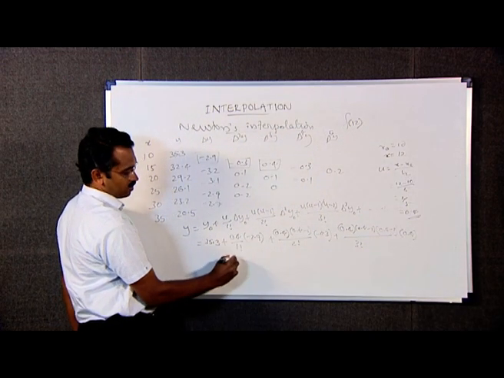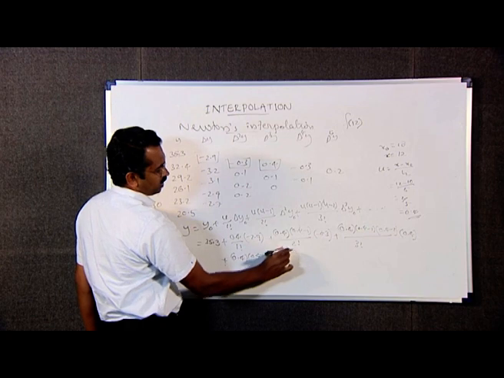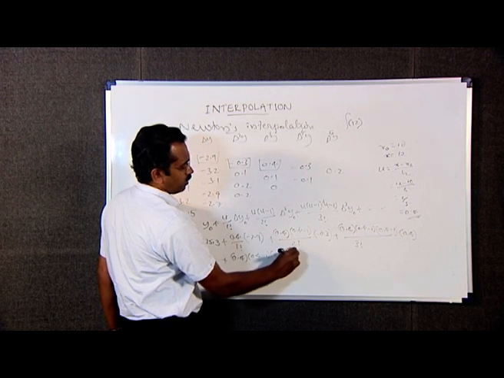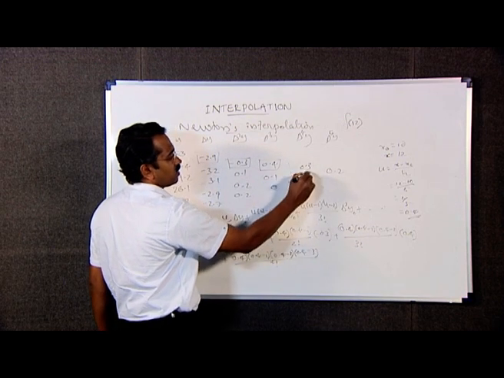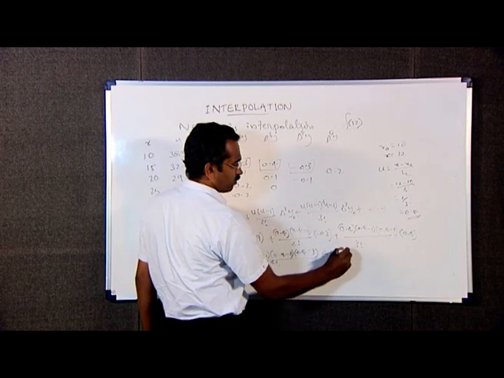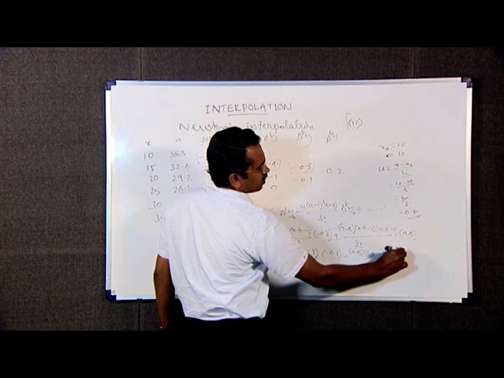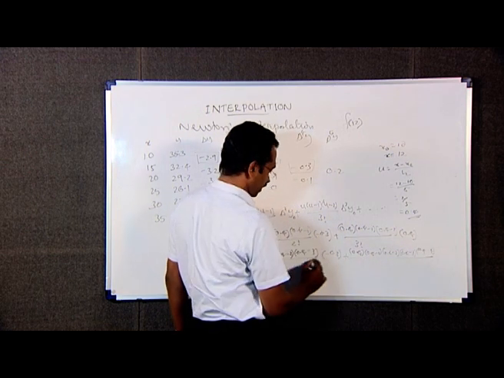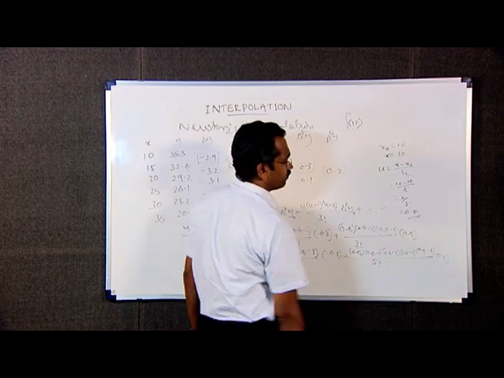Plus the next term is 0.4 into 0.4 minus 1 into 0.4 minus 2 into 0.4 minus 3 divided by 4 factorial into the next difference, minus 0.3, plus 0.4 into 0.4 minus 1, 0.4 minus 2, 0.4 minus 3 and 0.4 minus 4 divided by 5 factorial into the next difference, which is 0.2.